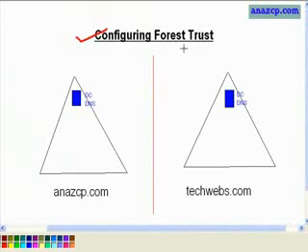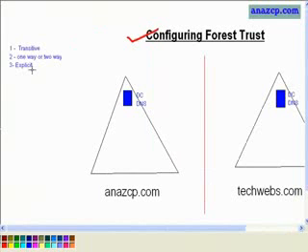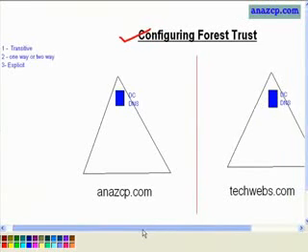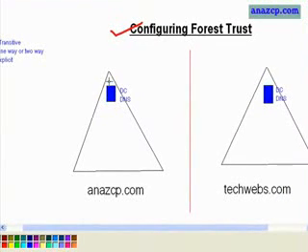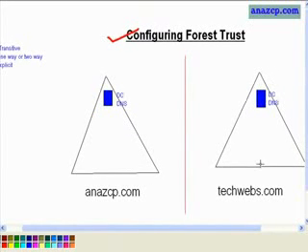And here we are going to configure forest trust. Let's check what are the features of forest trust. And these are the main features of forest trust. The first one is transitivity. That means the trust between the forest roots. This is the forest root for this forest nscp.com, and this is the forest root for the forest techwebs.com.